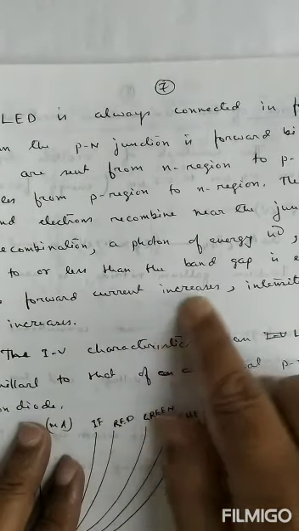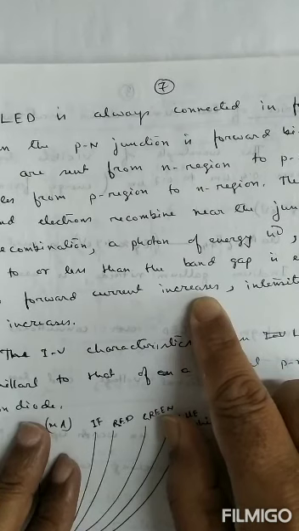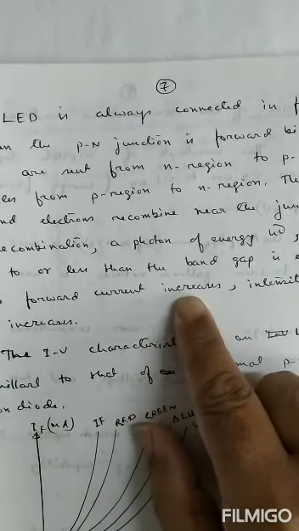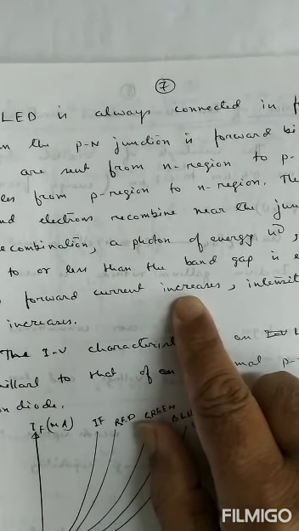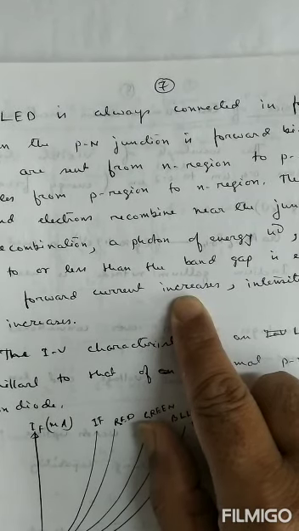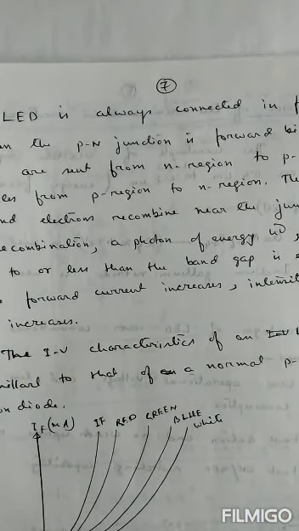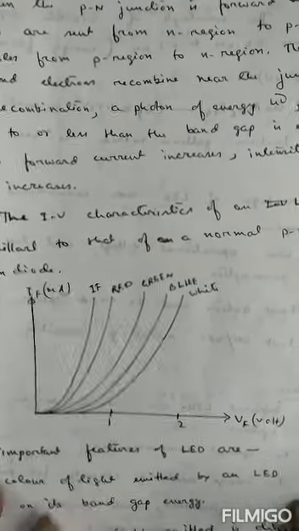As the forward current increases through the junction, that means if we increase the forward biasing voltage, what happens? More and more hole-electron pairs recombine near the junction, and hence the intensity of emitted light gradually increases.